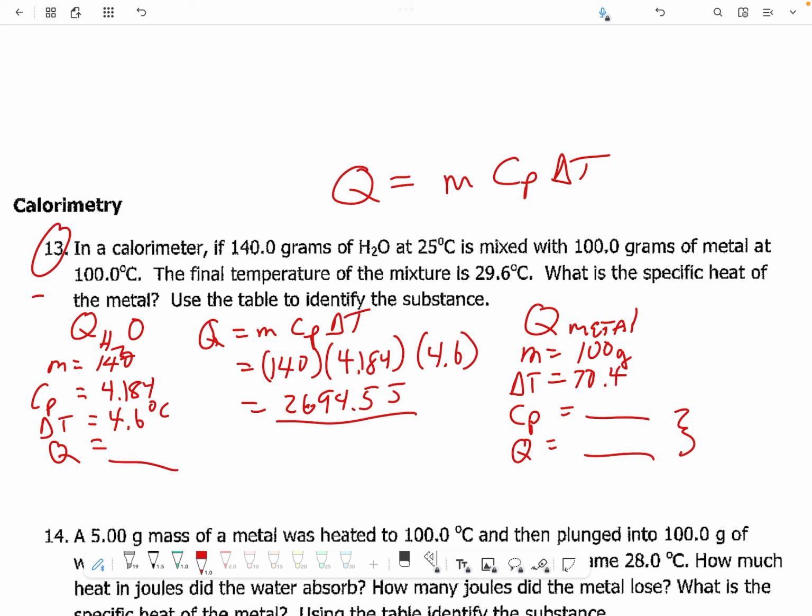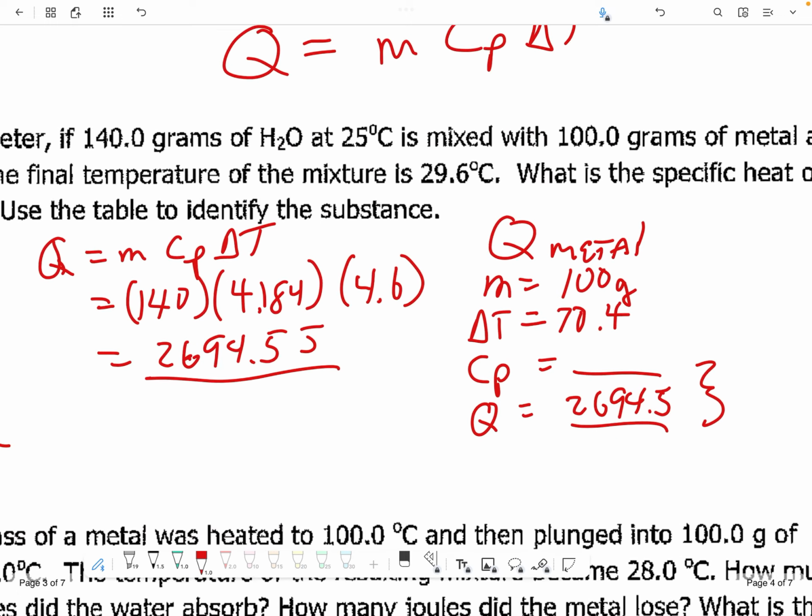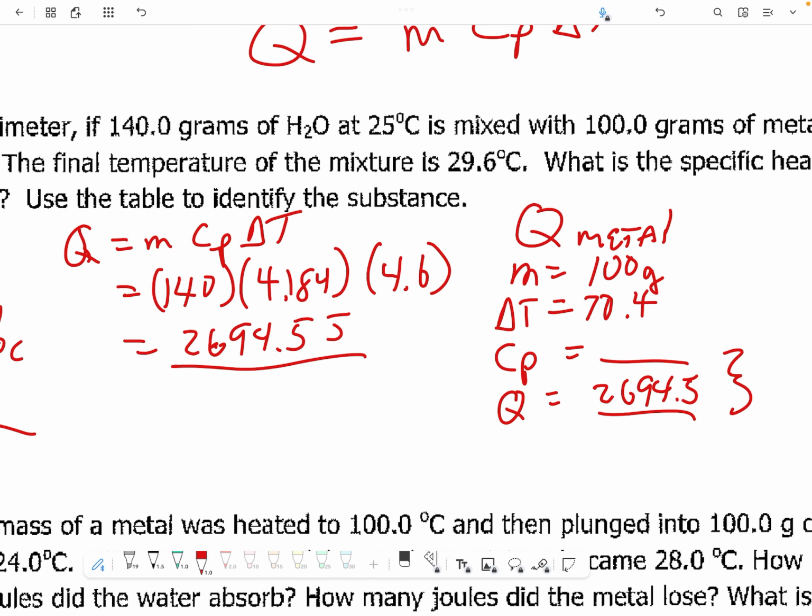So if that's our answer for the Q for the water, that's going to be our answer for the Q for the metal, because you have to remember the Q in must equal the Q out. Whatever the Q for the water is going to be, that's going to be the Q for the metal. So 2694.5. And now you can solve for the specific heat of that metal. I'll do that in green.